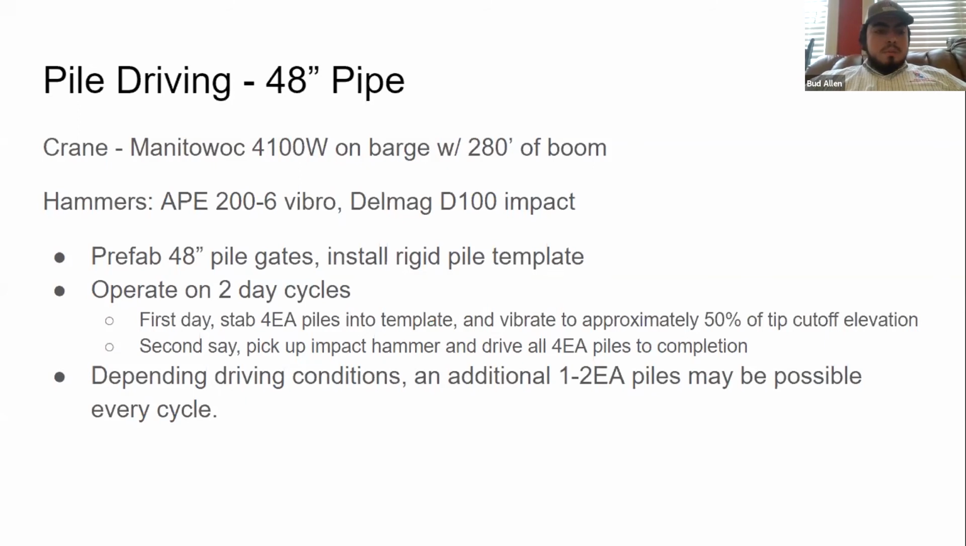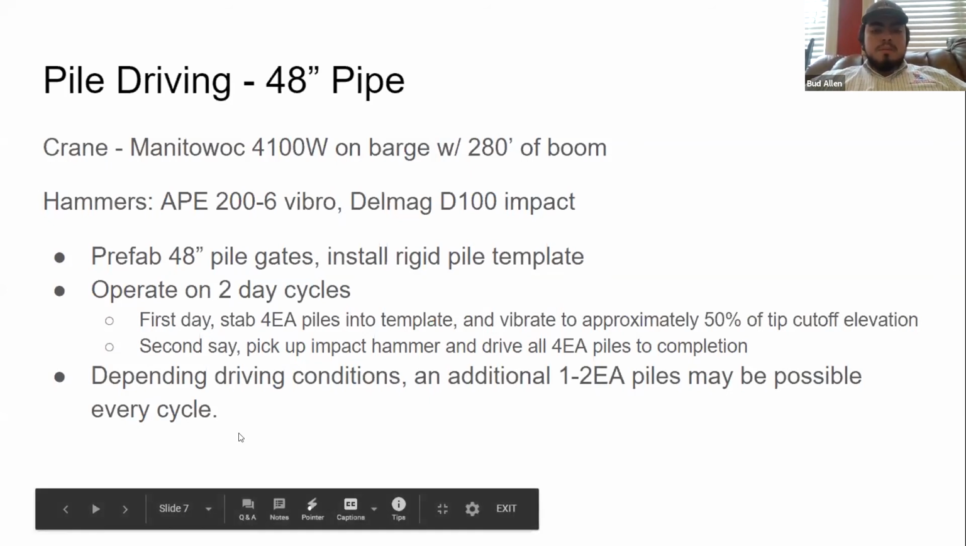The way we're going to do this is we're going to prefab several dozen 48-inch pile gates, and over the course of about 2 weeks install a pretty rigid pile template. And when we get to pile driving, we're going to operate in 2-day cycles. The first day we're going to come in, pick and stab 4 piles into the template and vibrate them to approximately 50% of the tip cutoff elevation. And the second day, we're going to come in, pick up that impact hammer, and drive all 4 piles to completion. Depending on driving conditions, I believe that we might be able to get an extra 1 to 2 piles every cycle. Next slide, please.